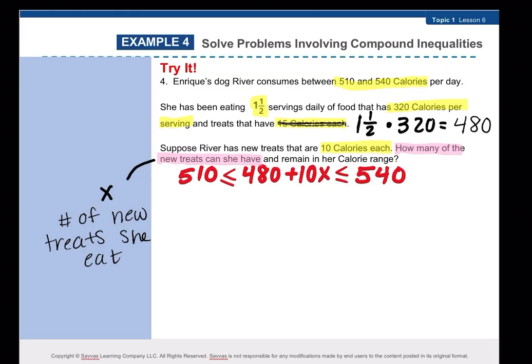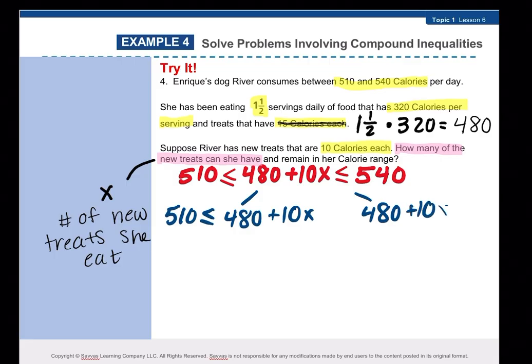So if I want to solve this compound inequality, I'm going to break it again into 2 separate inequalities. 510 is less than or equal to 480 plus 10x, and then also 480 plus 10x has to also be less than or equal to 540. So kind of a lot going on here. That one was a tough one to set up, but you try to solve it and then maybe double bonus points if you also graph it.